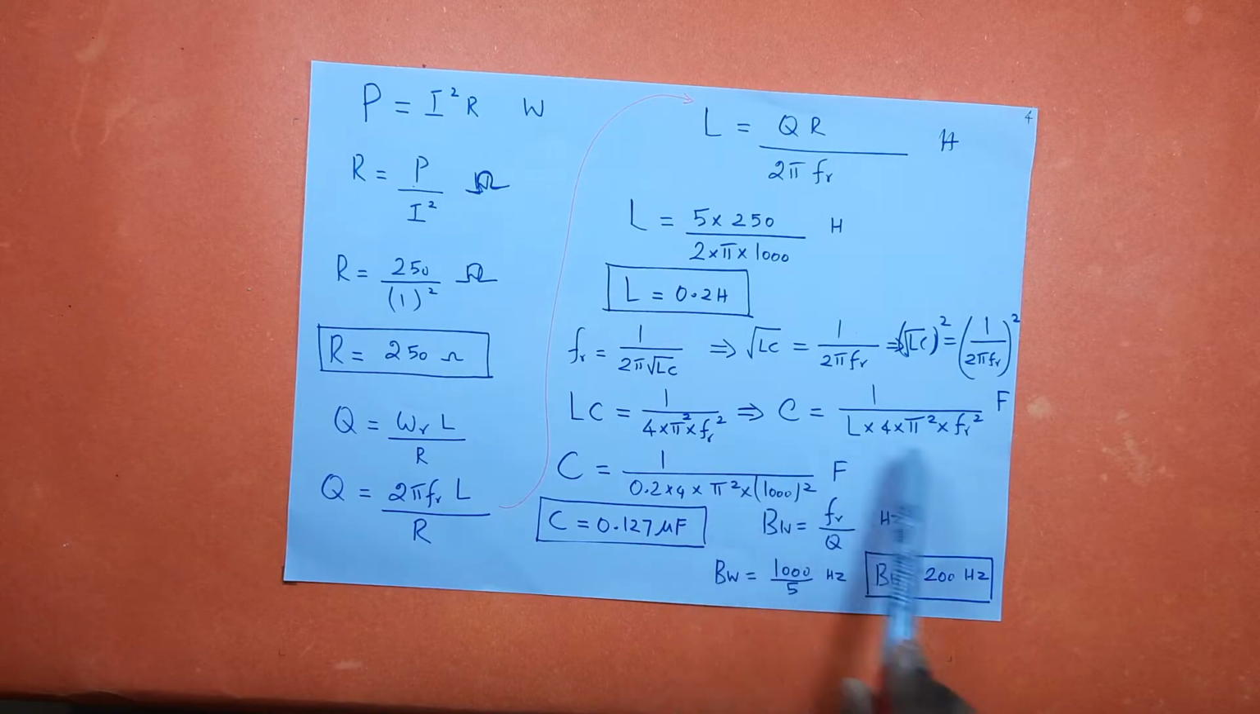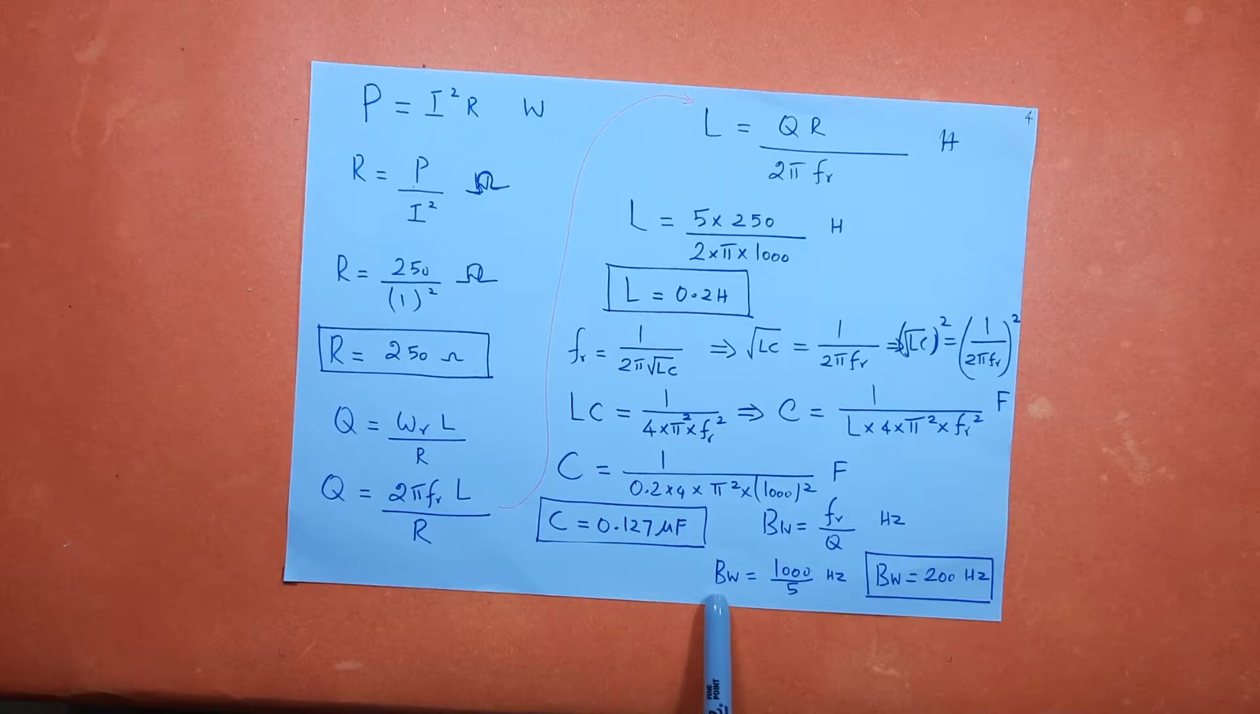Finally, we have to find out the bandwidth. Bandwidth is given by this expression: bandwidth equal to FR by Q. FR is the resonant frequency, Q is the quality factor. Both these are already given, just substitute. Bandwidth BW equal to 1000 by 5 Hertz. So bandwidth is going to be 200 Hertz.